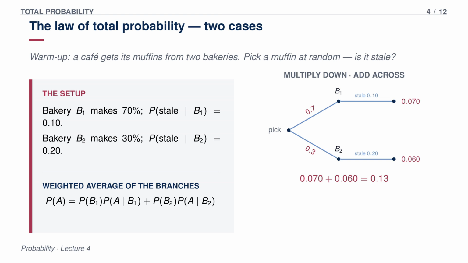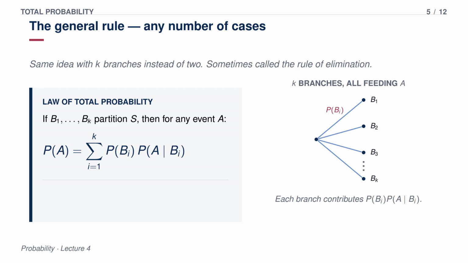So plug in. Down the bakery 1 branch, 0.7 times 0.1 is 0.07. Down the bakery 2 branch, 0.3 times 0.2 is 0.06. Add them, 0.13. Multiply down, add across. That's the law of total probability. Really just a weighted average of the rates, weighted by how common each case is. Same move works for any number of cases.